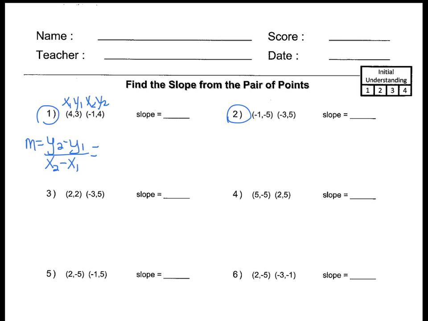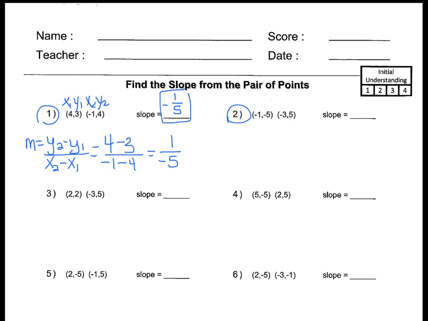Our y2 is equal to 4. So we have 4 minus our y1, which is equal to 3, over our x2, which is equal to -1, minus our x1, which is equal to 4. And now we're going to subtract across. So we have 4 minus 3 is 1, and -1 minus 4, same sign, add and keep the sign, gives you -5. Therefore, your slope is -1 over 5, and that is your answer.